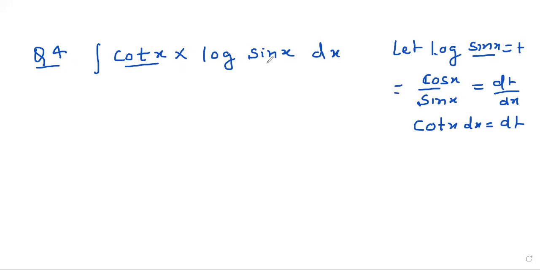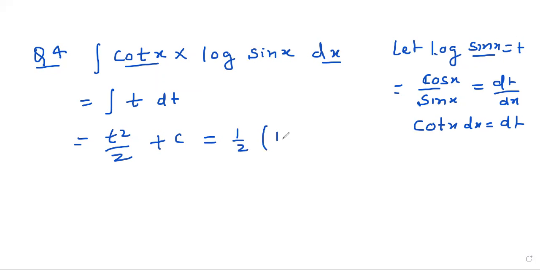In our question, we have cot x dx, so it will be replaced by dt, but dt must be written after. So we write t dt, because log sin x is taken as t. So it will become t squared by 2 plus c, that is 1 by 2, and log of sin x whole square plus c.